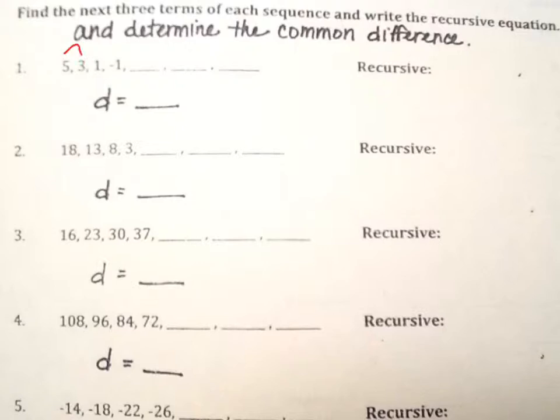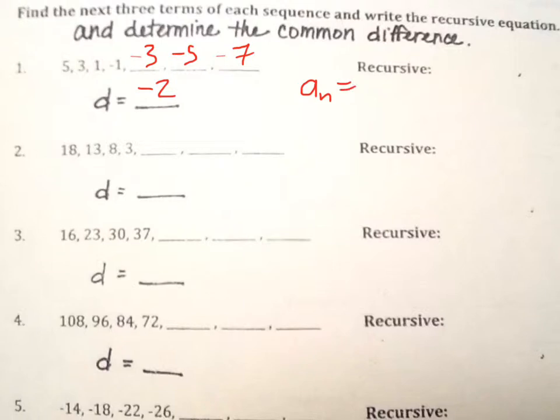So on this one, I'm seeing that the pattern is subtracting 2 every time. So if you keep subtracting 2, you'll get negative 3, and you'll get negative 5, and you'll get negative 7. And if you are subtracting 2 every time, then your common difference is going to be negative 2, because subtracting 2 is the same thing as adding negative 2. And so with that information, we can actually use that to get our recursive function.